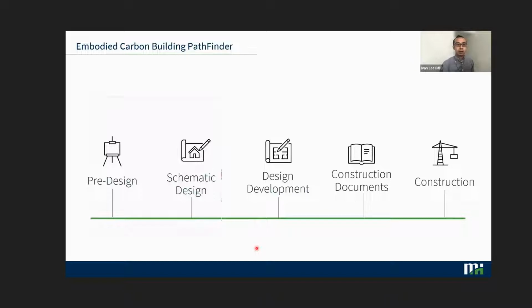Now, some of you may be thinking, why create another tool? What's the point? Is this going to be another tool that I have to learn and use? Well, yes and no. We think this tool has a unique place within the industry and within the library of this whole suite of tools that are available right now.